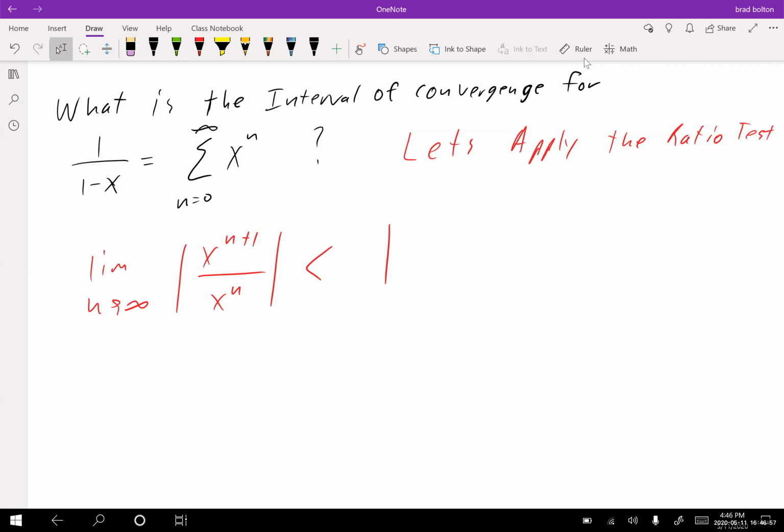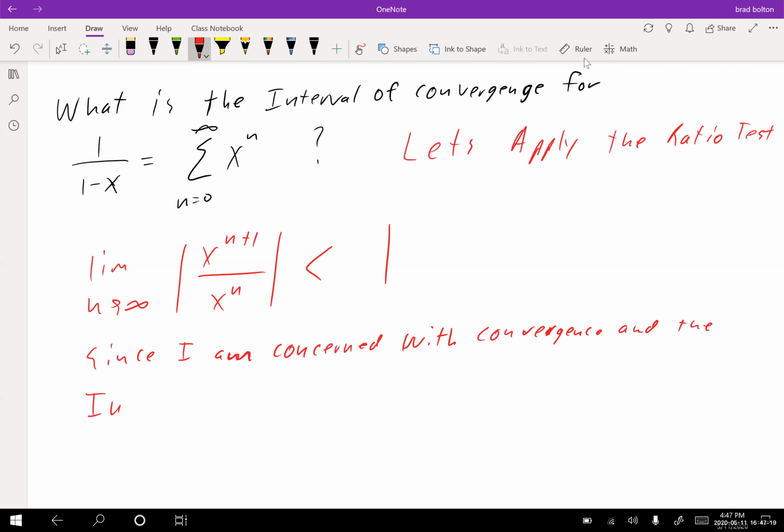So since I am concerned with convergence and the interval of convergence, basically, where is the series a good approximation for the function, the interval of convergence.